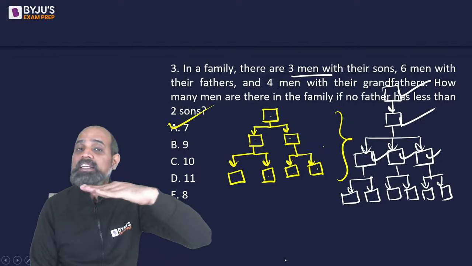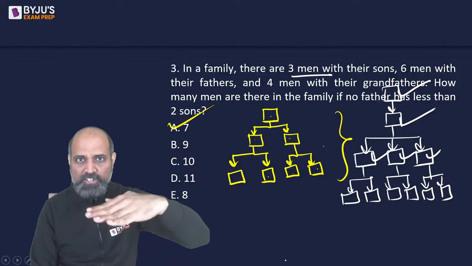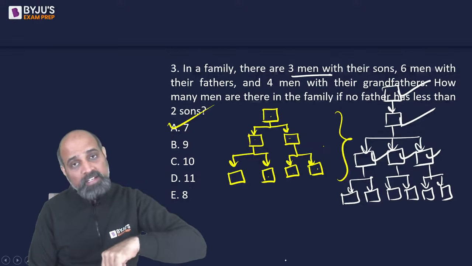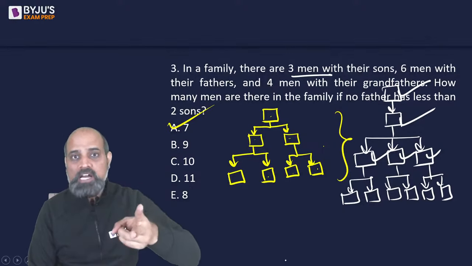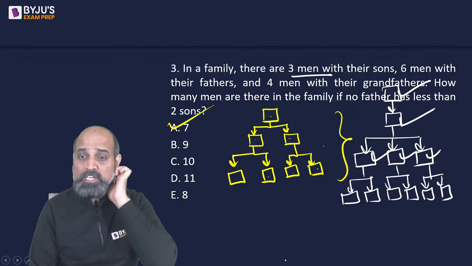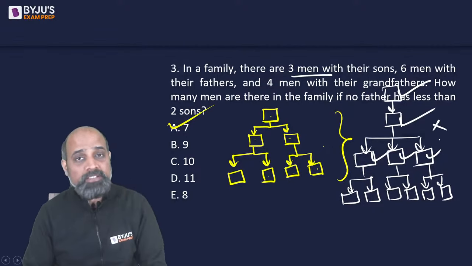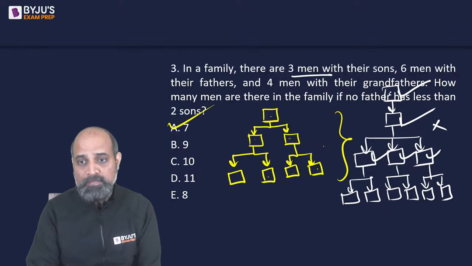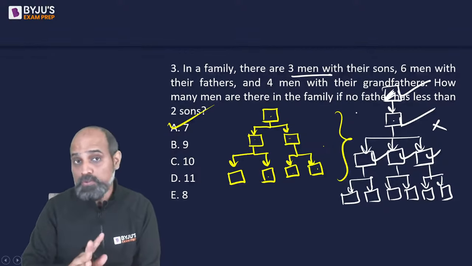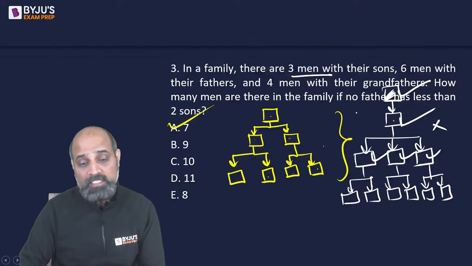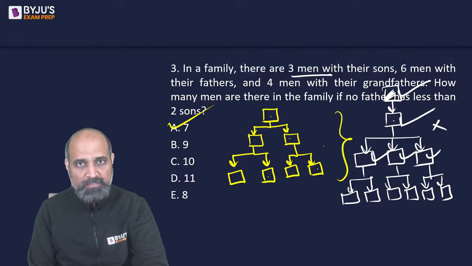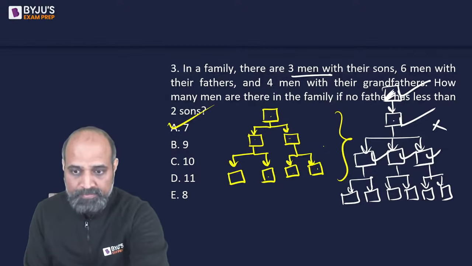See, if someone is at the middle tier, second generation, that person is a son as well as a father, right? So that person will be counted twice, in the case of son and in the case of father. So this won't make sense. And anyway, this man has only one son, and it is given that everybody needs to have at least two. So this doesn't make sense. I don't know how you got option D, which is 11, but it's going to be 7.